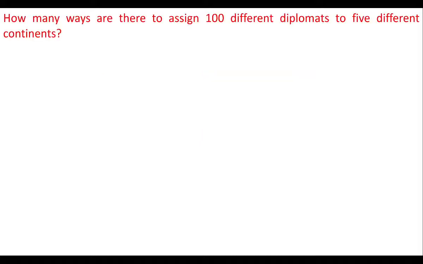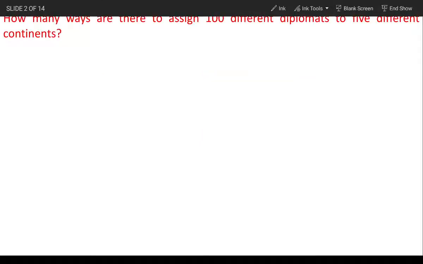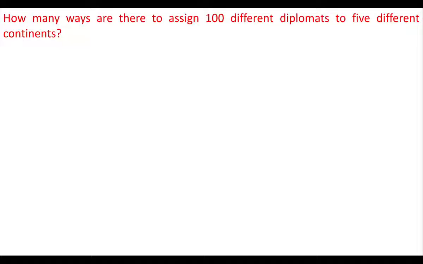Everyone. So in the last two classes we discussed arrangement and selection without repetition and with repetition. In today's class we will discuss one special form which is distribution. To begin with, let us consider the following question: how many ways are there to assign 100 diplomats to 5 continents? Think over it.